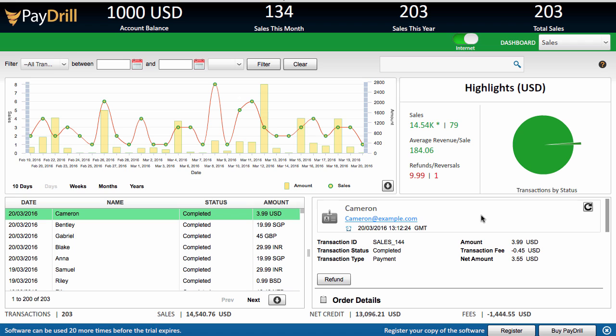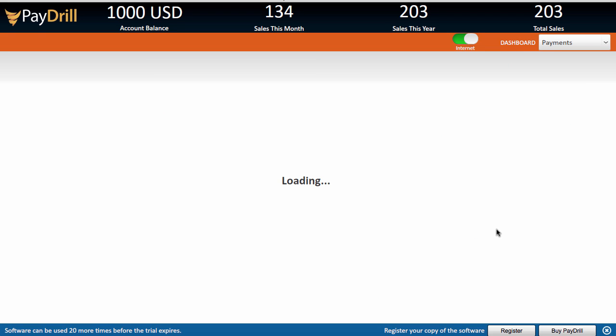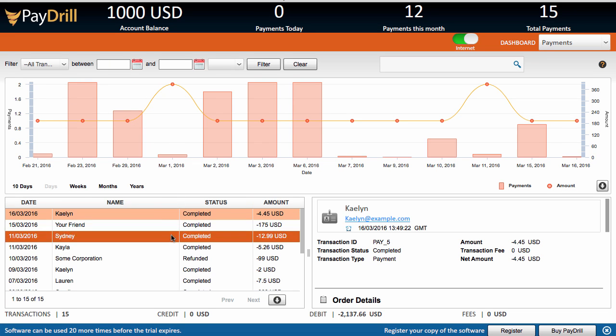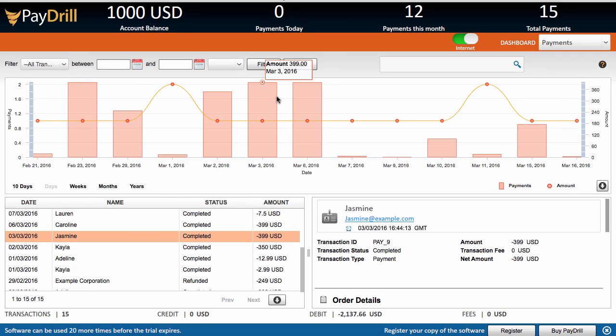You're not getting a number of refunds from one individual, because that's a big red flag that you might be getting scammed by someone. It also gives you the data on payments as well, so you can go through all your different payment data here, and it gives you a breakdown of where these payments are coming from, who they're coming from as well, and graphs it for the different days.